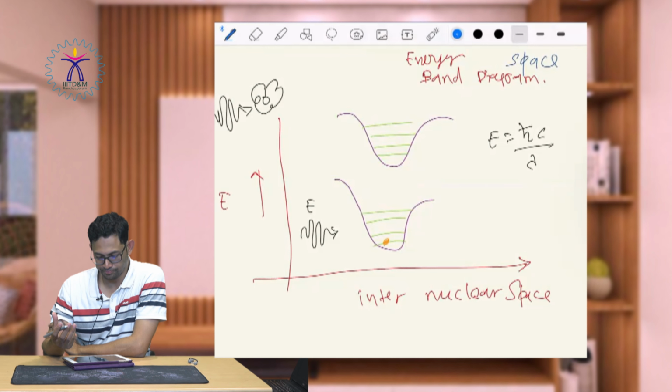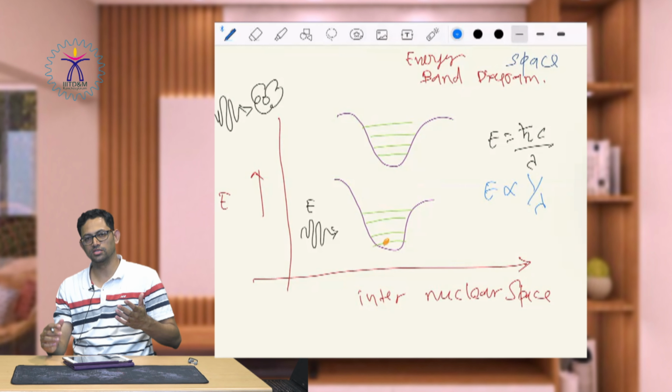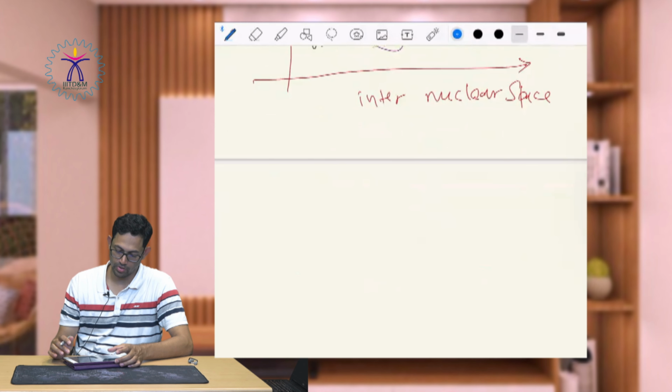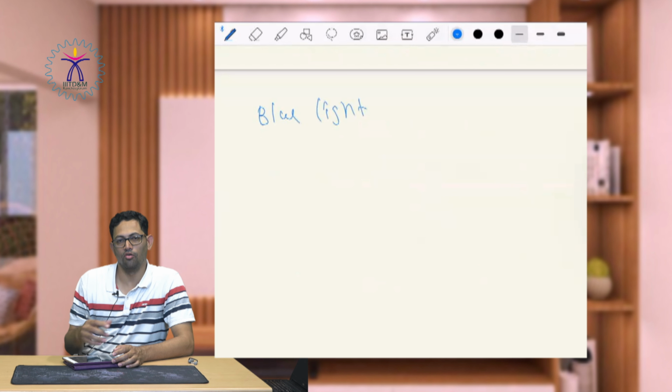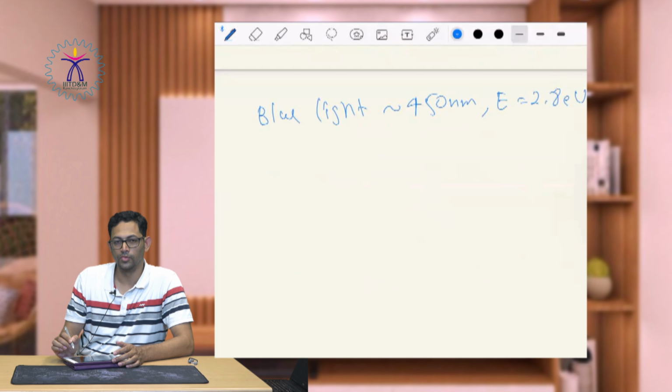As you can see here, energy is inversely proportional to the wavelength. So the lower the energy, the higher the wavelength. Now let us digress a little bit. For example, you have a blue photon. Over there the wavelength is around 450 nanometers, and the energy associated with 450 nanometers is around 2.8 eV.